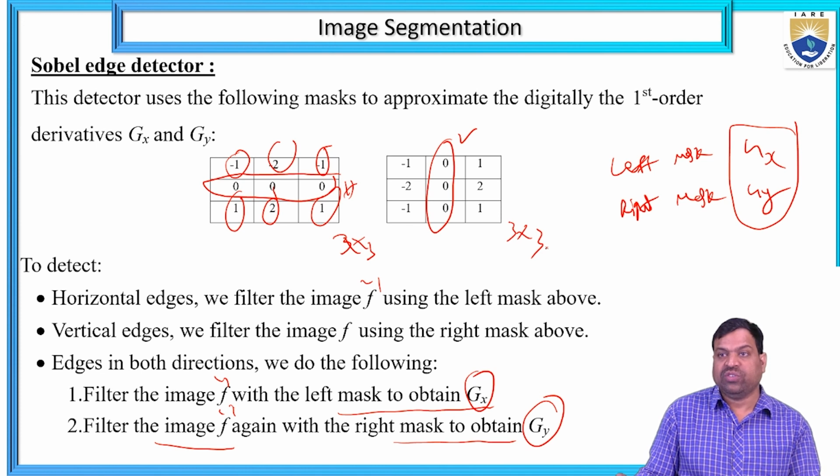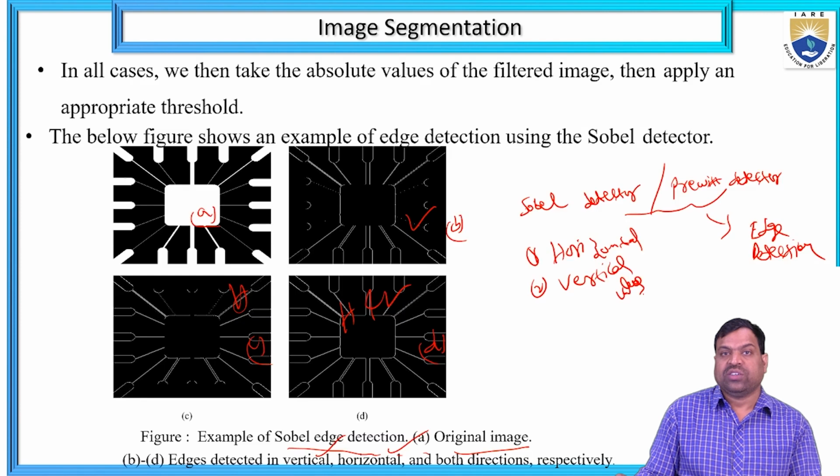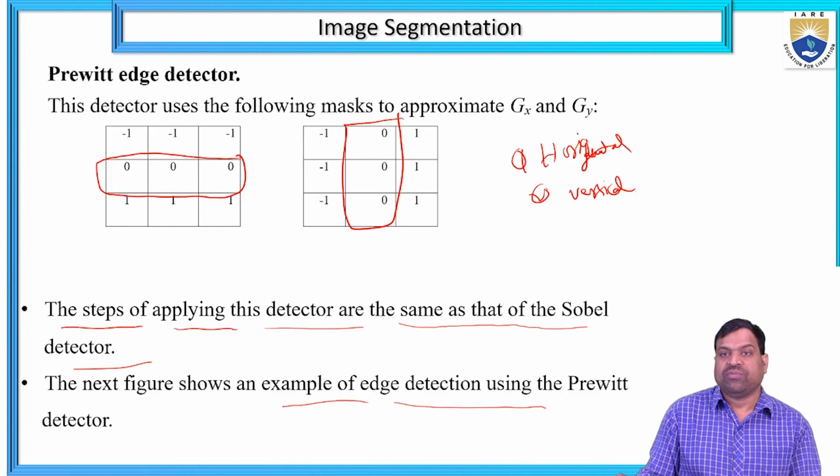GX and GY are the left mask values and right mask values. And this is Sobel edge detection: original values with horizontal, vertical, and combined horizontal and vertical values. It is a Prewitt edge detector. Definitely, we have to take two matrices, one for horizontal values and another for vertical values, to detect the object of the image.